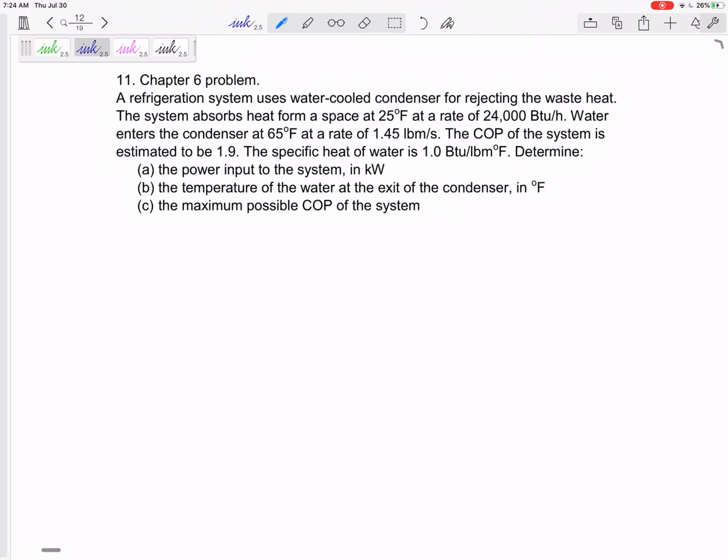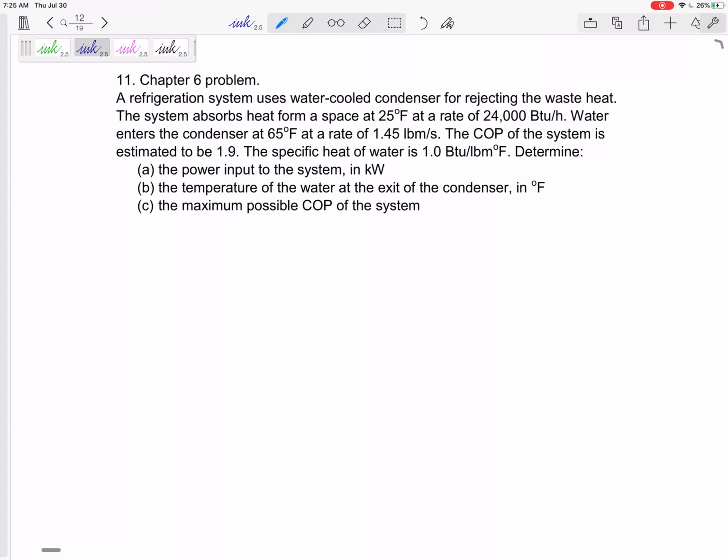Okay, so the chapter 6 problem is heat engine, refrigerator, heat pump. Might be regular, might be Carnot, might be both, because like this one, part C is saying, hey, what if this was Carnot, or what's the maximum, what's the best possible? All right, so this is a tough one. I think it needs some explanation. Refrigerator system uses a water-cooled condenser for rejecting the waste heat.